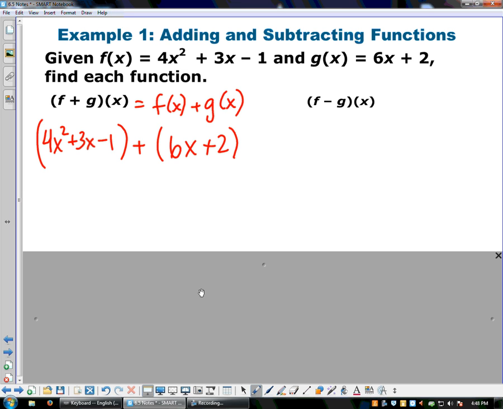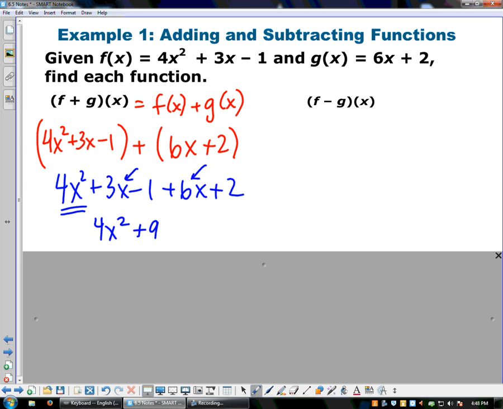Now, notice that really this is just like a 1 out here, so I don't need to distribute. So I just have to combine my like terms. So I'm going to get rid of the parentheses here for a second. And combining like terms in standard form, my only x squared term, my linear term would be 3x plus 6x or plus 9x. And then my constants, -1 plus 2, will end up with a positive 1 at the end there. So f plus g of x is 4x squared plus 9x plus 1.